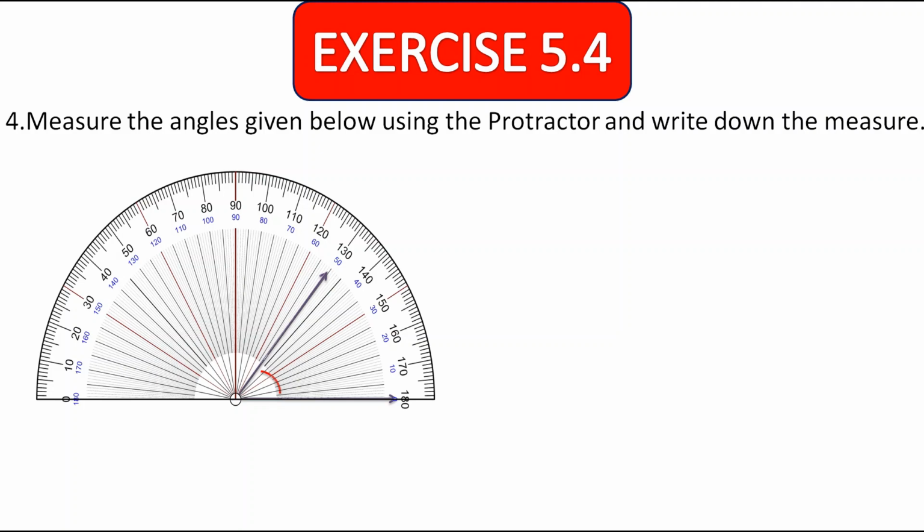Okay, so first you have to put it this way. Now you have to check where the baseline is facing. Here the arrow is facing this side, so we have to start measuring with this scale: 0, 10, 20. If the baseline was facing this side, then we would have to use the black numbers. Okay, so here as the arrow is facing right side, we have to use the blue numbers. So this angle measures 50 degree.